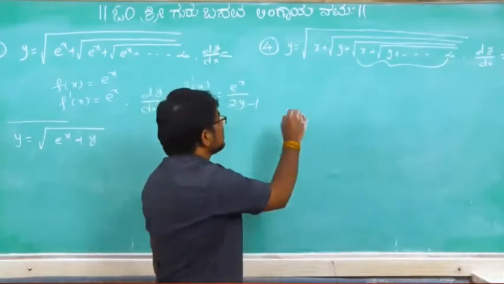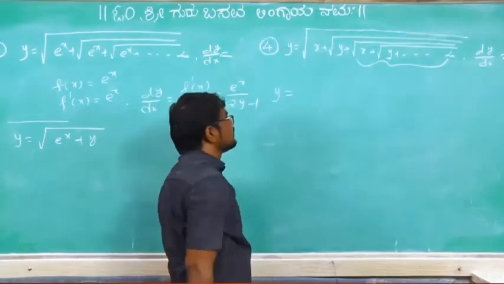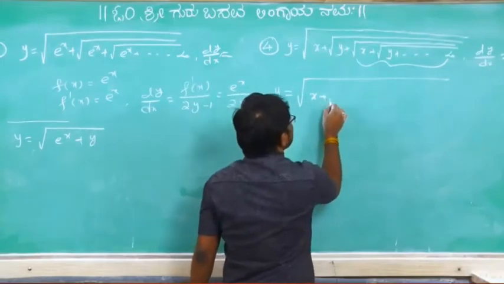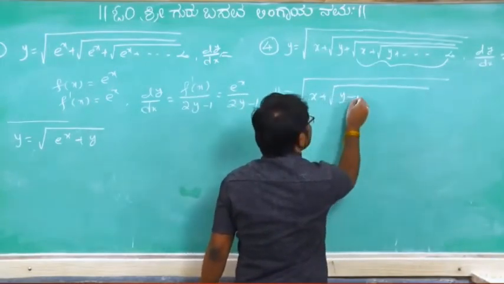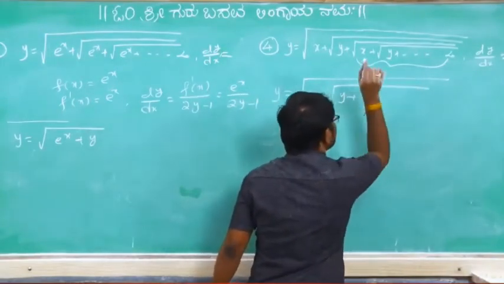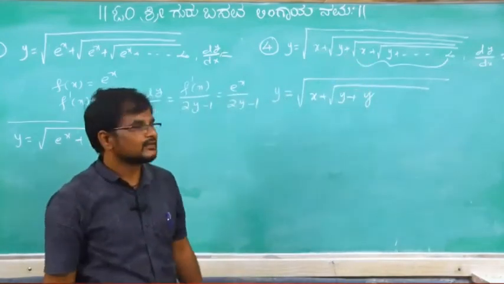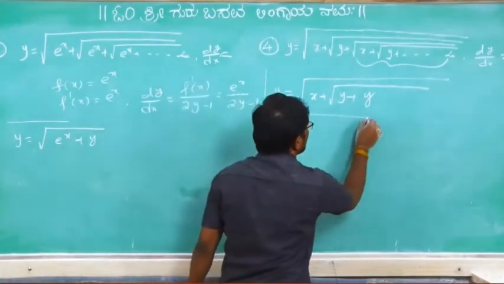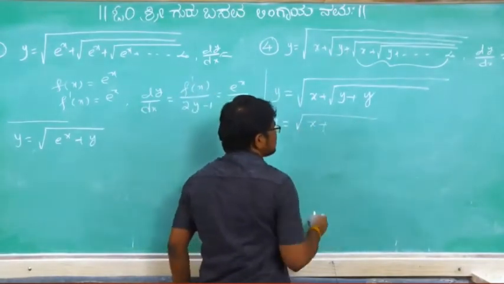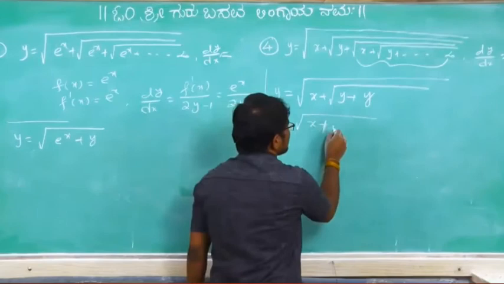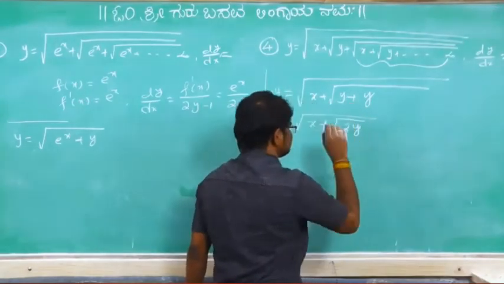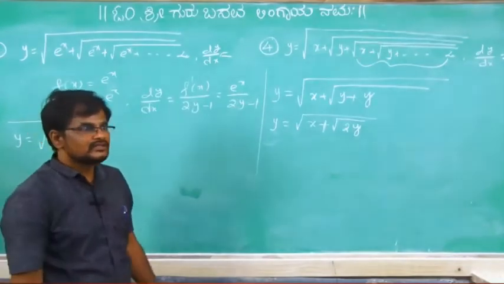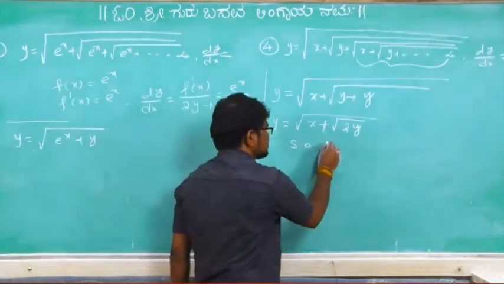Given or not. Now that implies y equals root of x plus root of y plus this total, which I am taking as y. Now that implies y equals root of x plus root 2y. Next step, what we have to do? Squaring on both the sides.